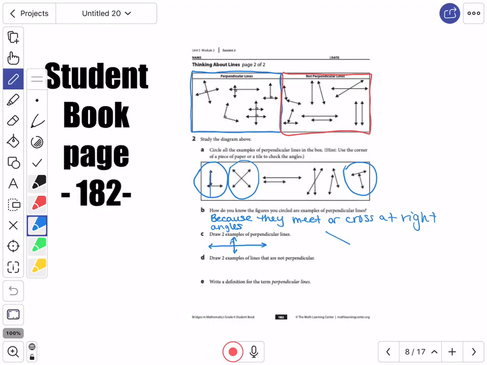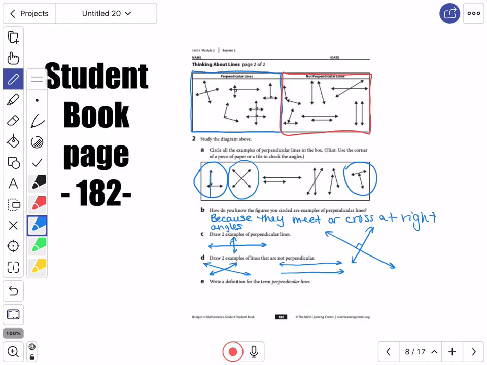B or C, sorry. Draw two examples of perpendicular lines. Okay. There's one. And here's one. Okay, as long as they form those right angles, they are perpendicular.